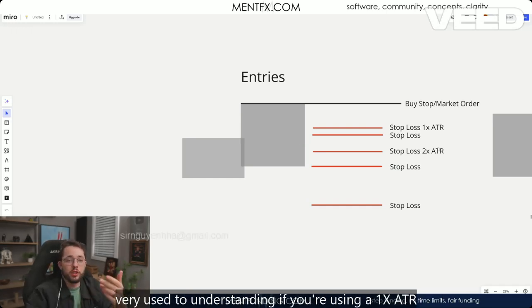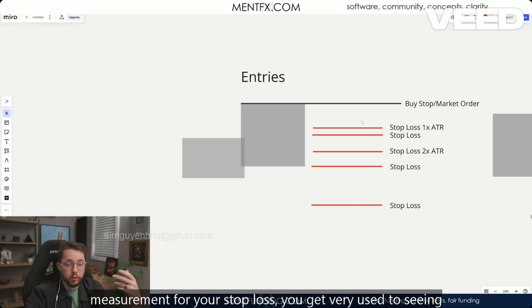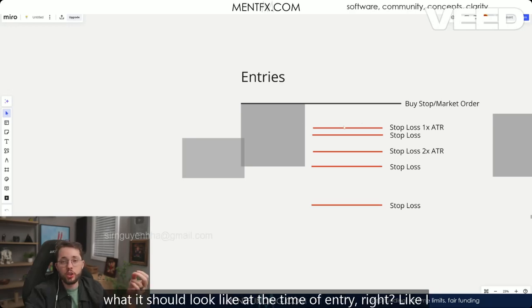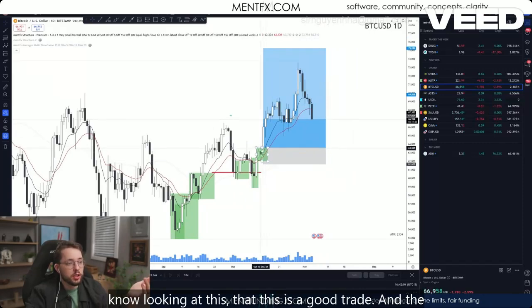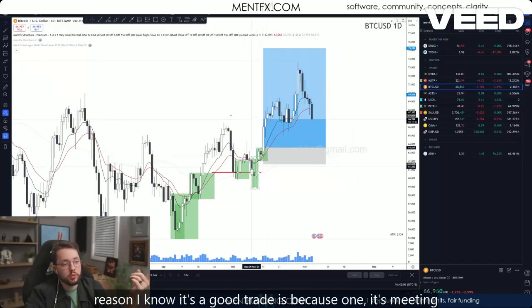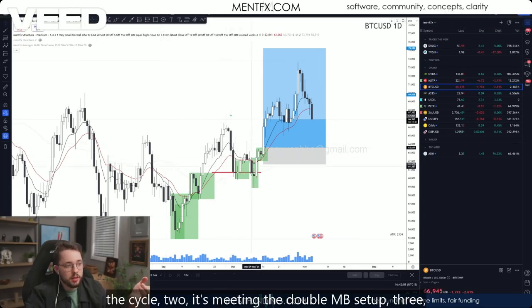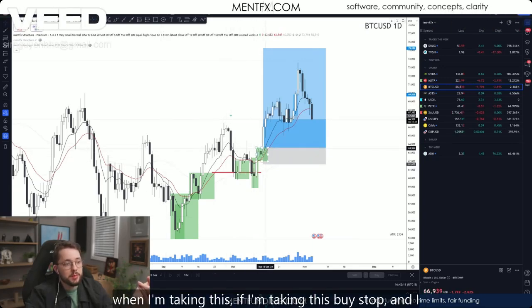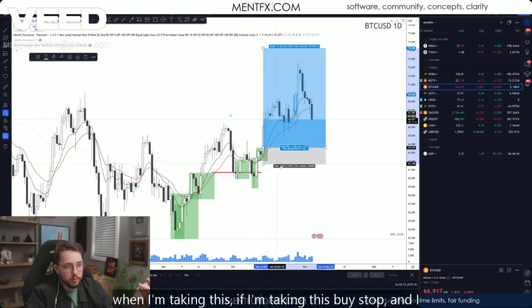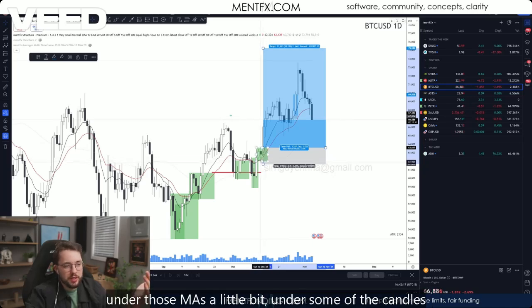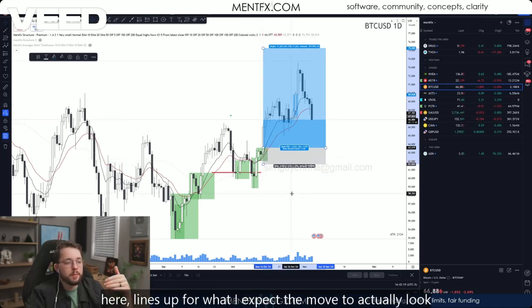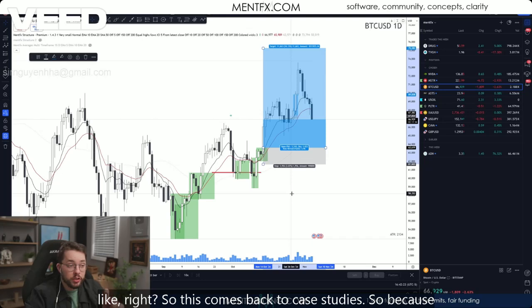So you get very used to understanding if you're using a 1x ATR measurement for your stop loss, you get very used to seeing what it should look like at the time of entry, right? Like I know looking at this that this is a good trade. And the reason I know it's a good trade is because one, it's meeting the cycle. Two, it's meeting the double MB setup. Three, when I'm taking this buy stop, and I look at that 1956, the place where it puts my stop, kind of under those MAs a little bit, under some of the candles here, lines up for what I expect the move to actually look like, right? So this comes back to case studies.